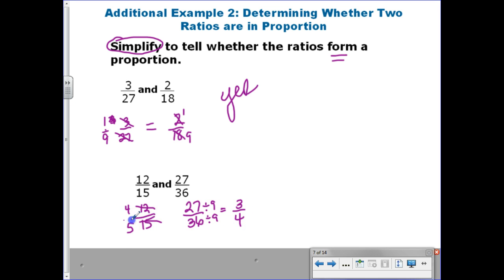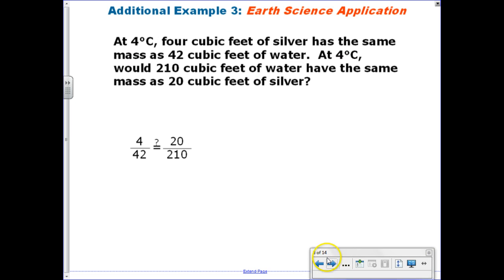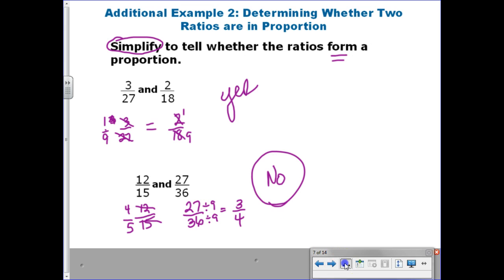Uh-oh, 3/4 and 4/5? No. These do not form a proportion because they are not equal. Okay? They are not. Now, another way that you can do this, and we haven't talked about this as much yet. Let me throw a clean screen in here for a second.